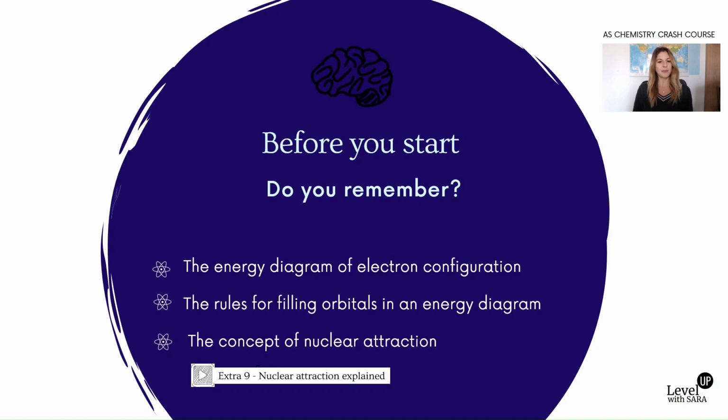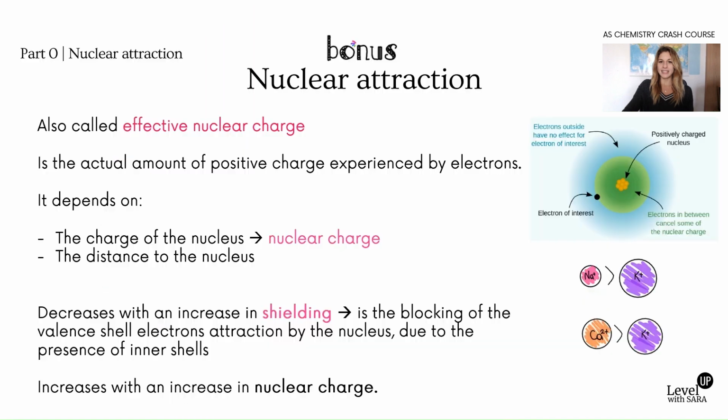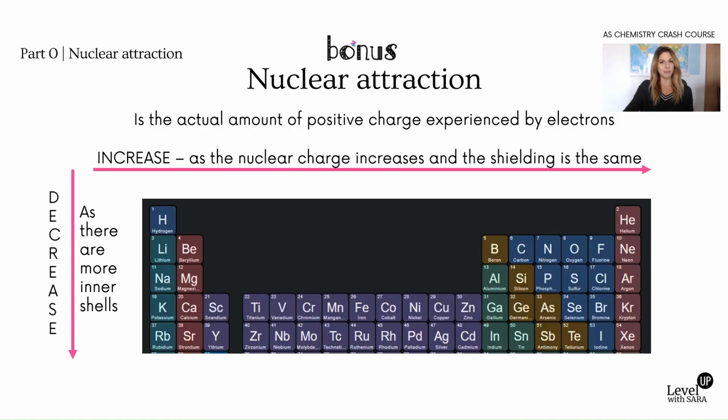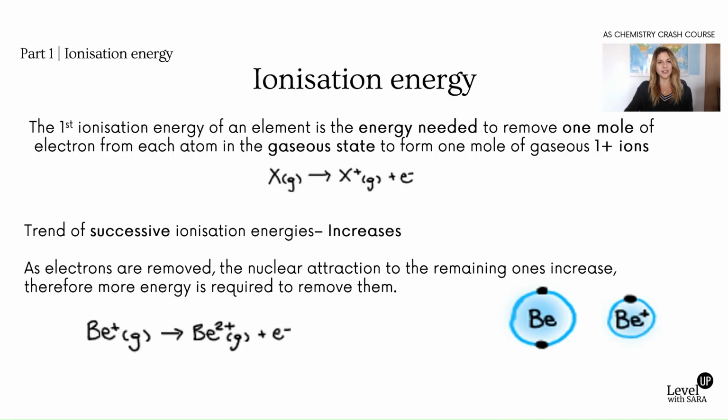So it's important that you remember how to write the electronic configuration, as well as the rules for filling orbitals in energy diagrams. And very important, the concept of nuclear attraction, because this will explain a lot of these trends. So if you haven't watched it yet, go and look at the extra video of nuclear attraction before you get started. Otherwise, let's skip this bonus lesson that I've already given you, and let's go straight into ionization energy.